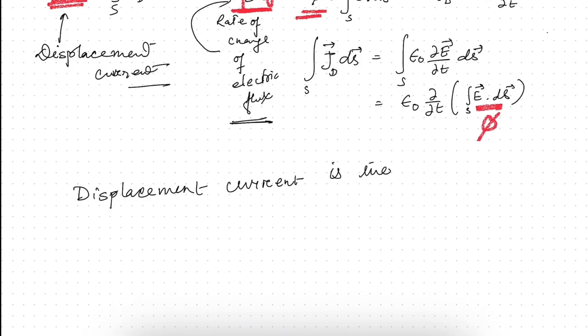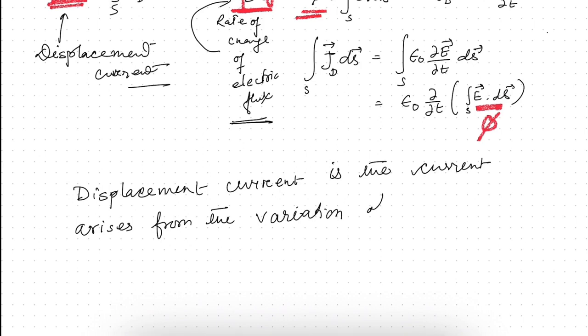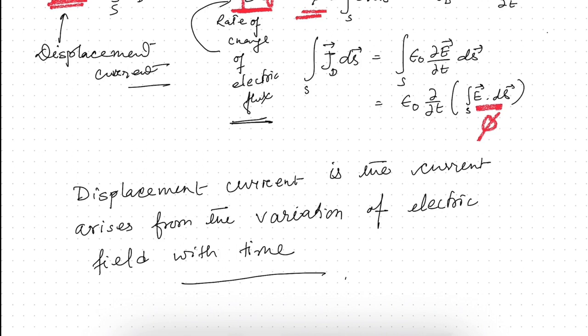So we can say that displacement current is the current that arises from the variation of electric field with time. Hope you have understood this.